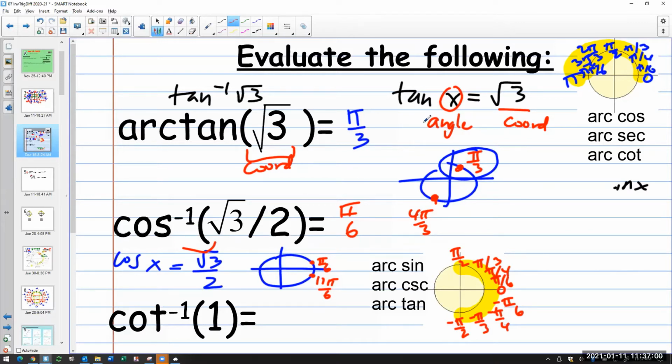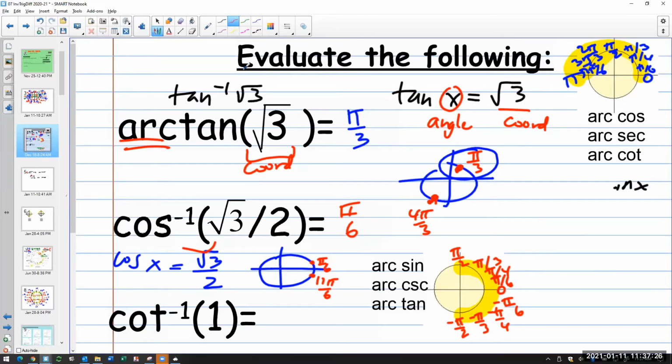Now, I need to clarify something to you. If this had been your original problem, tangent x equals square root of 3, this would have had an infinite number of answers. You could have been here, you could have been here, you could have been back here. It goes in a circle. It's an infinite number of answers. But once they put this arc tangent, this inverse, then you only have one answer.